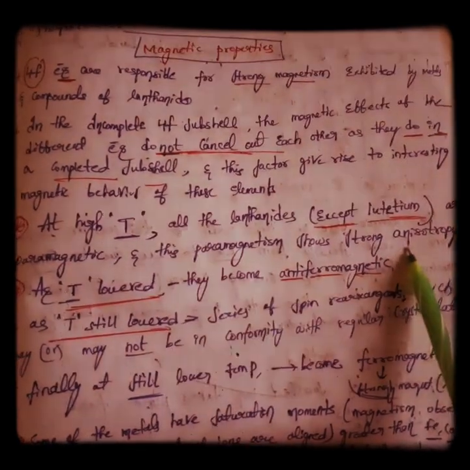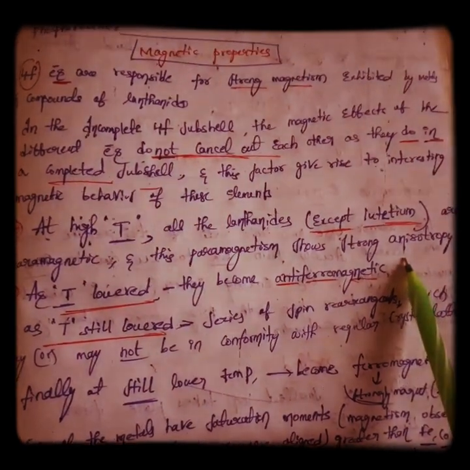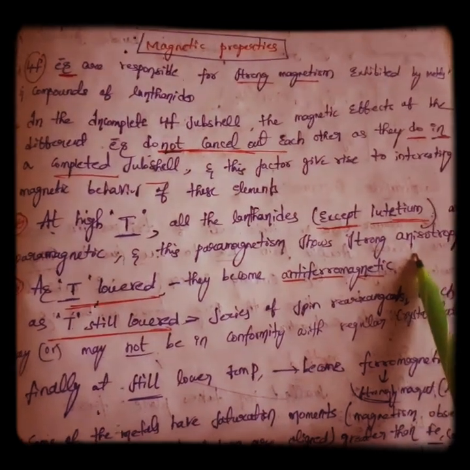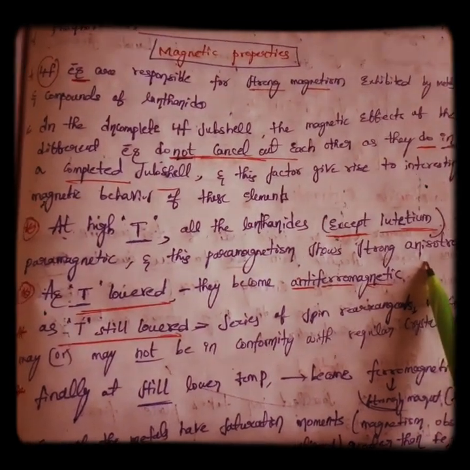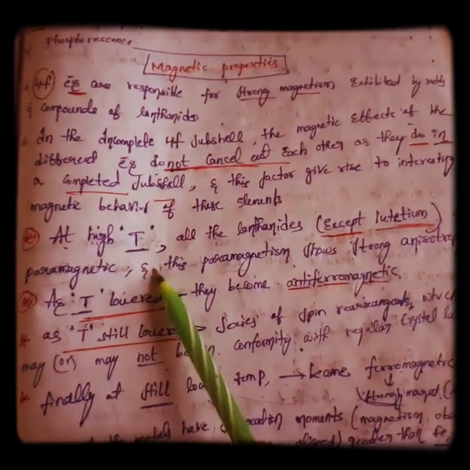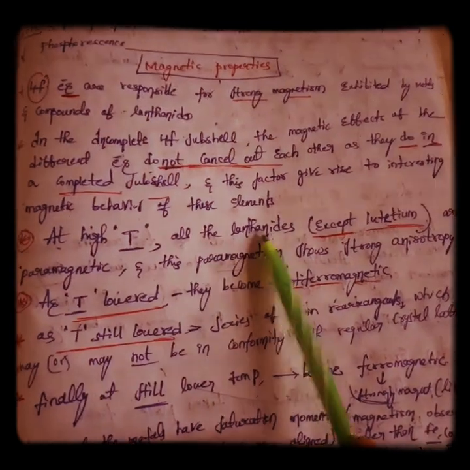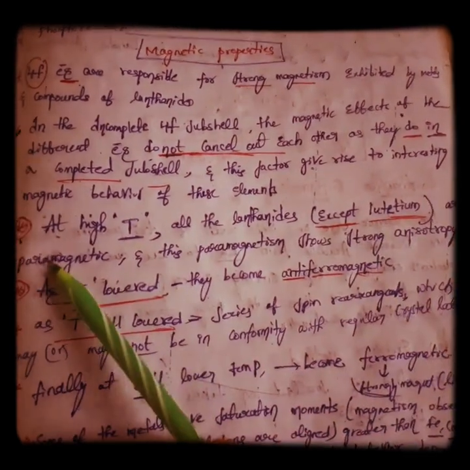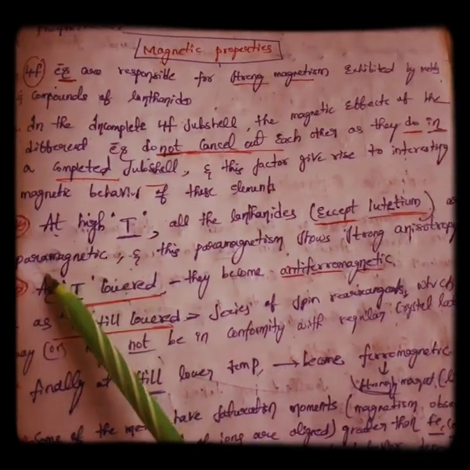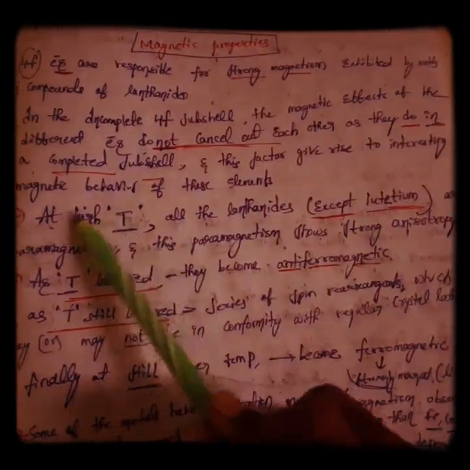I hope that you have an idea about anisotropy, friends. If you have any confusion or doubt about anisotropy, just comment in the comment box. I will try to make a separate video on anisotropy, friends. Focus on this: at high temperature, all the lanthanoids except lutetium are paramagnetic, and this paramagnetism shows strong anisotropy.